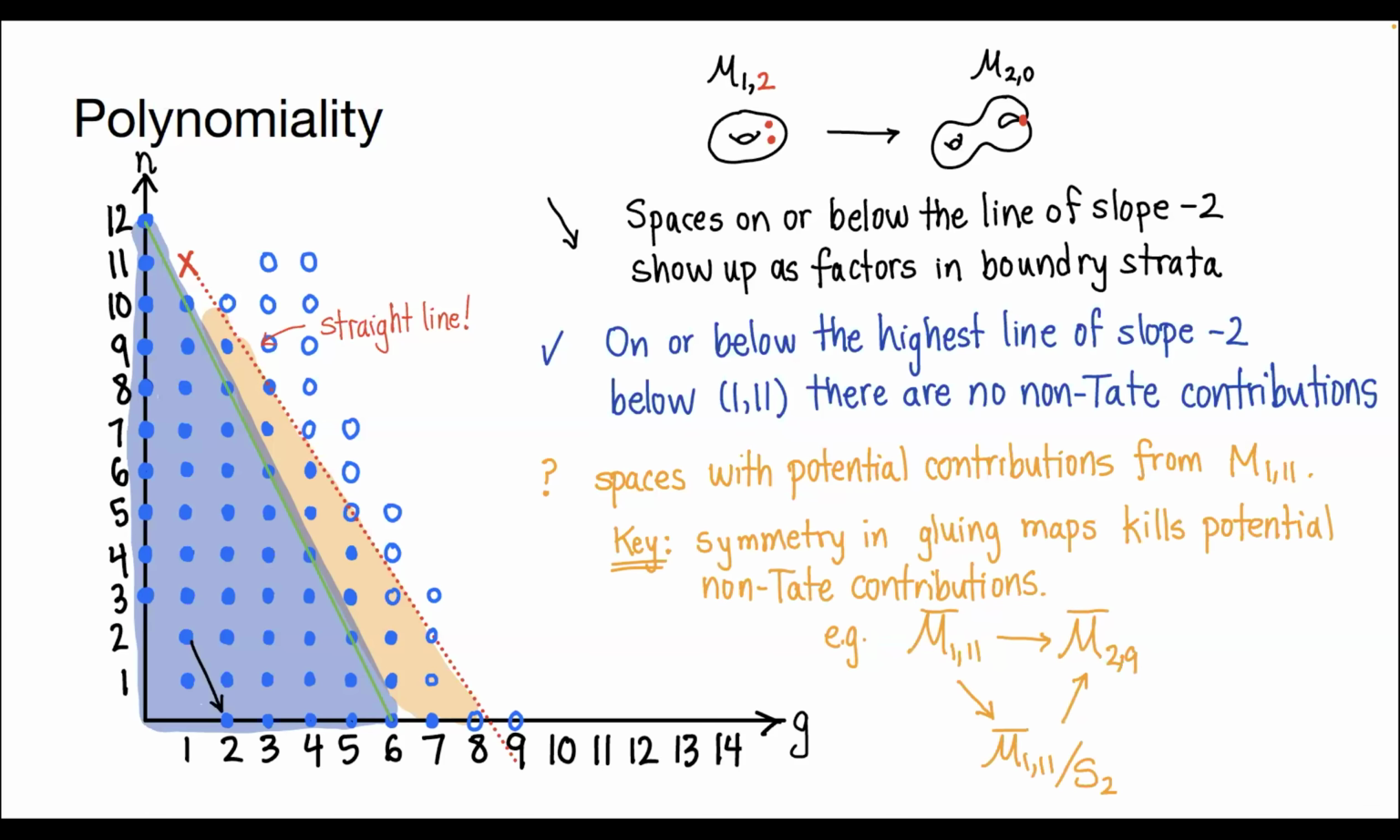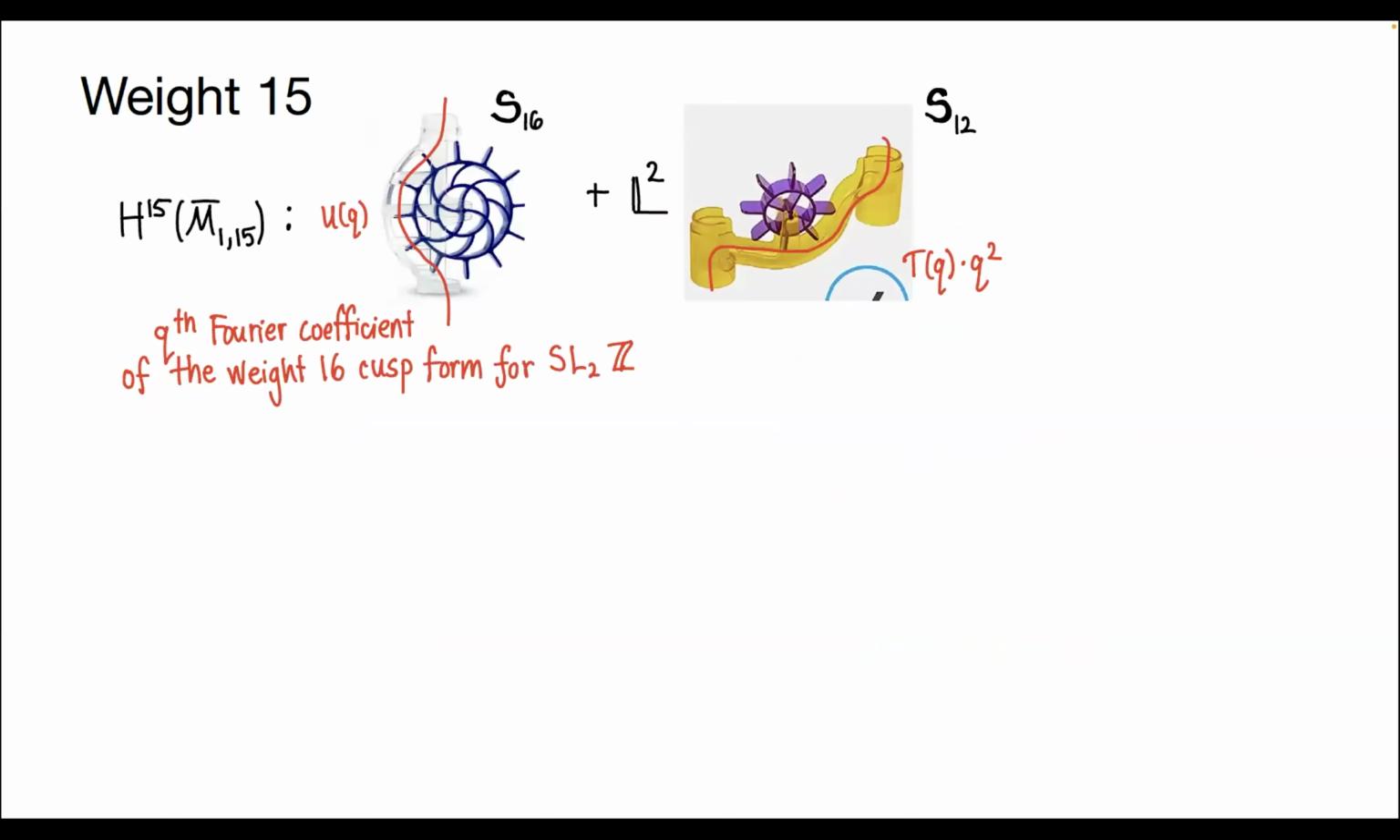Thanks. What could be the first example of algebraic cohomology that doesn't lie in the Tate type? Yes, I have a bonus slide. It shows up in H15 and 115 bar. And so you should picture this as some kind of different looking non-Tate type piece. And this is associated to the weight 16 cusp form for SL2Z.